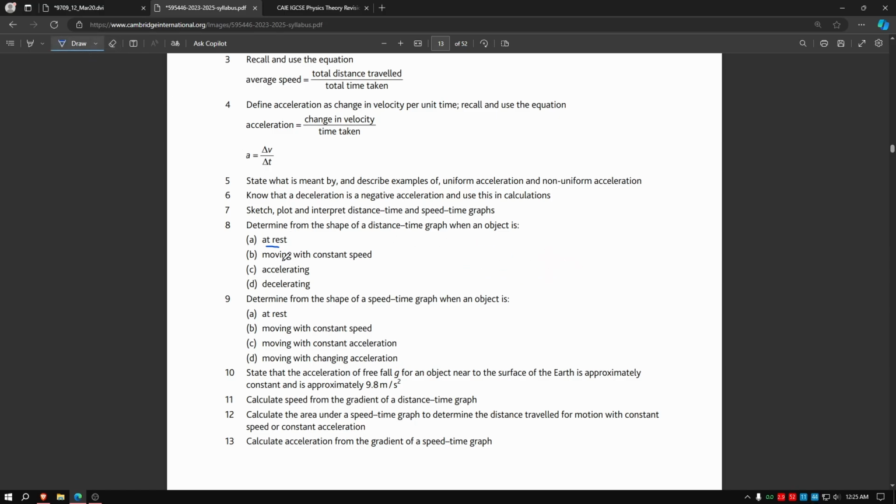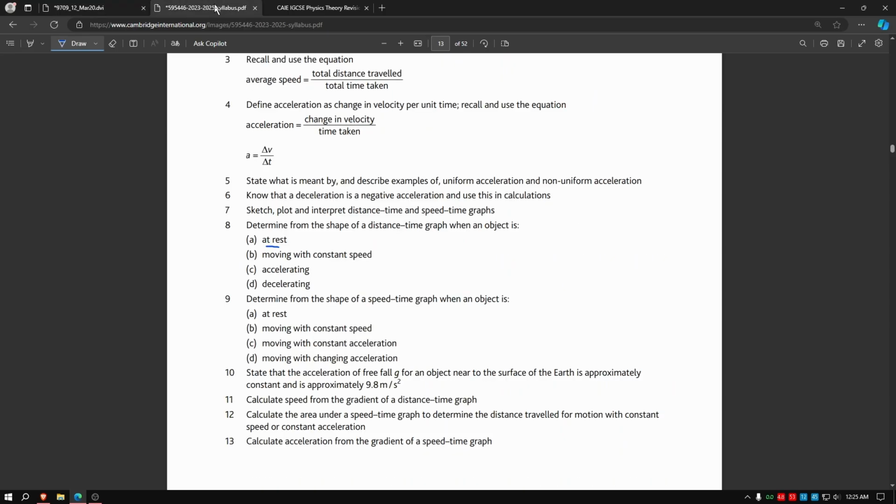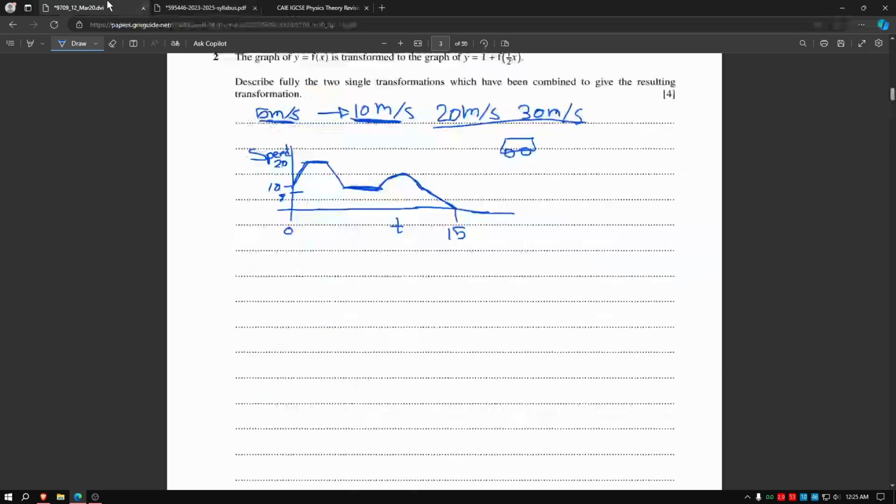Memorize that. Moving with constant speed. These normal lines, right? Moving with constant speed. Speed does not increase or decrease. This means constant, not changing. Moving with constant speed. We did that one. Accelerating. So here it is accelerating, constant, decelerating, constant. And when there's a curve, non-uniform acceleration, then deceleration.